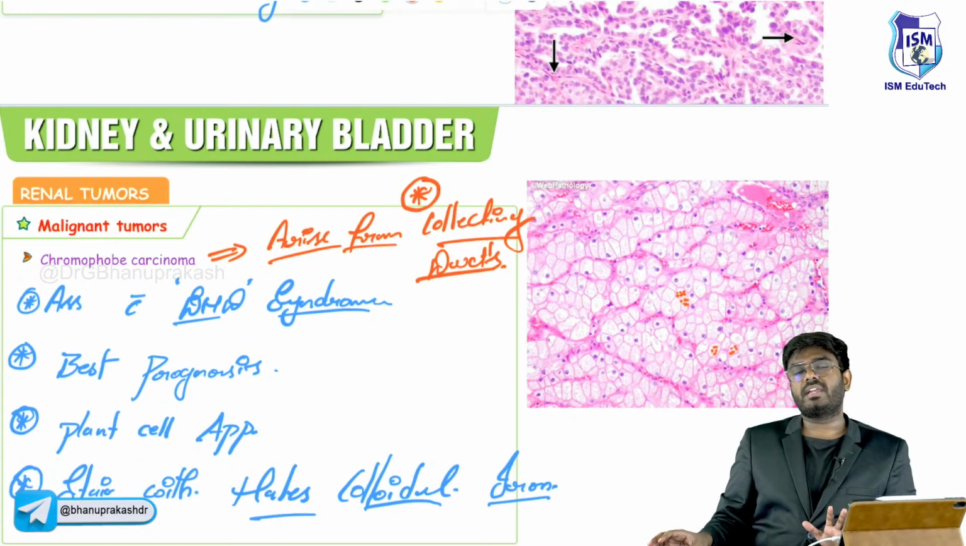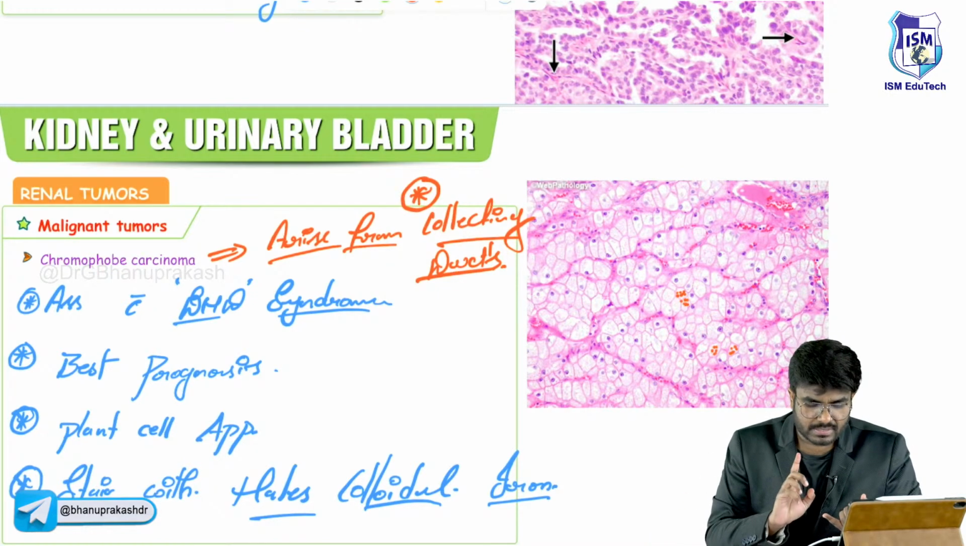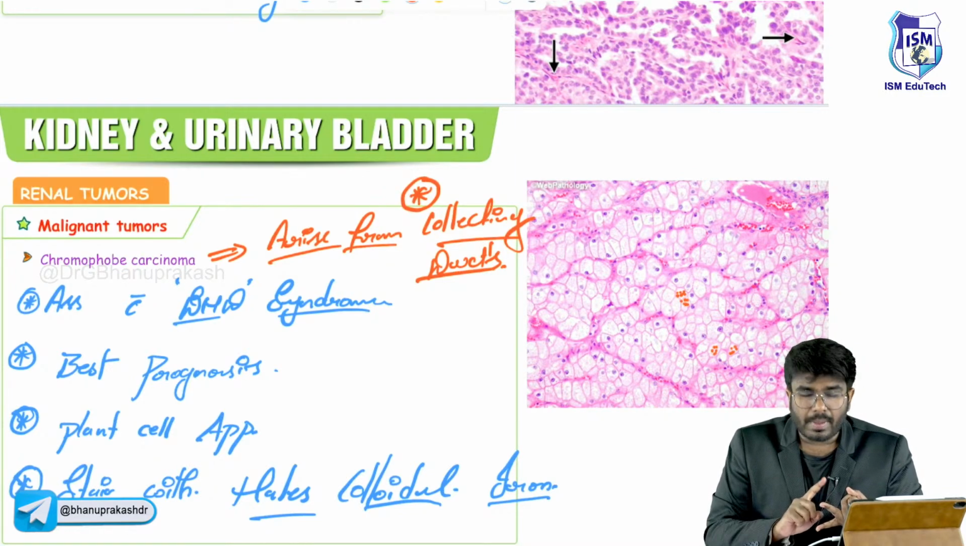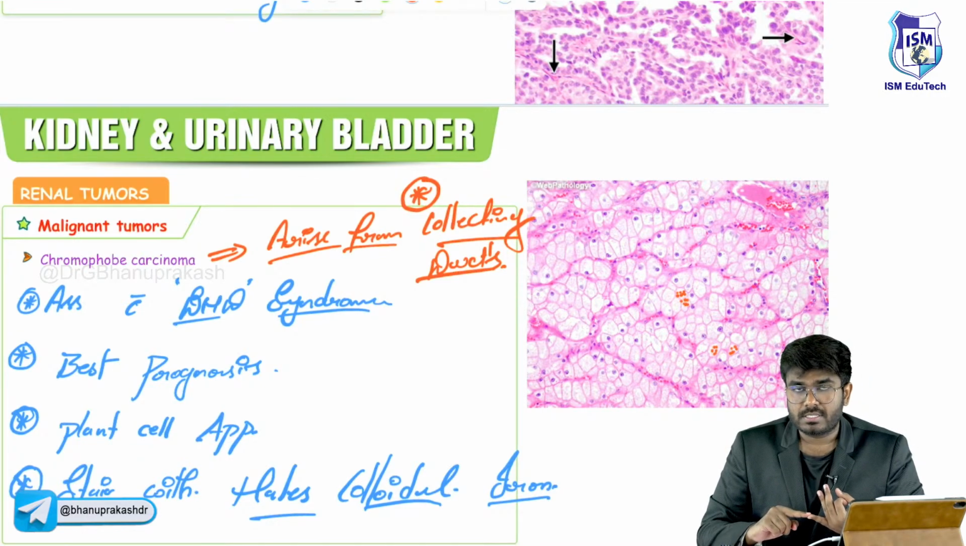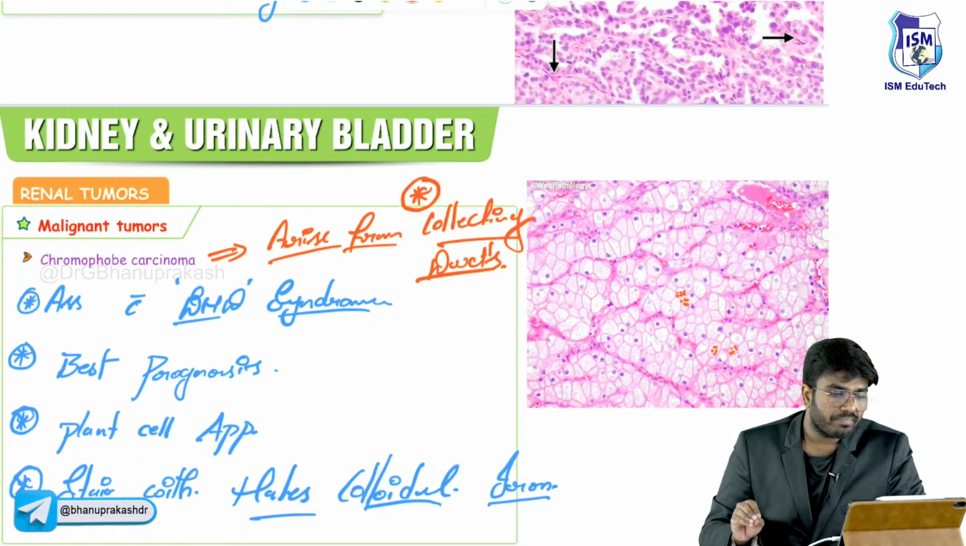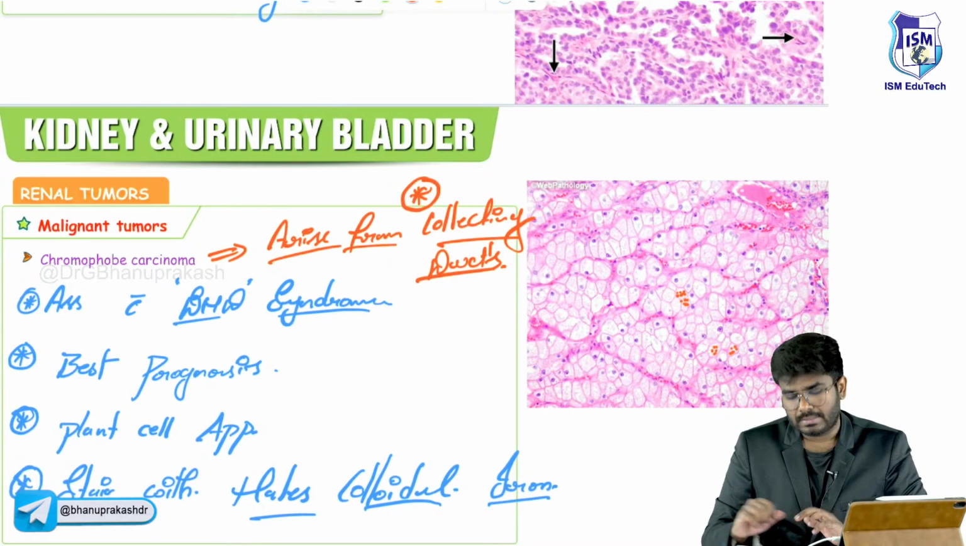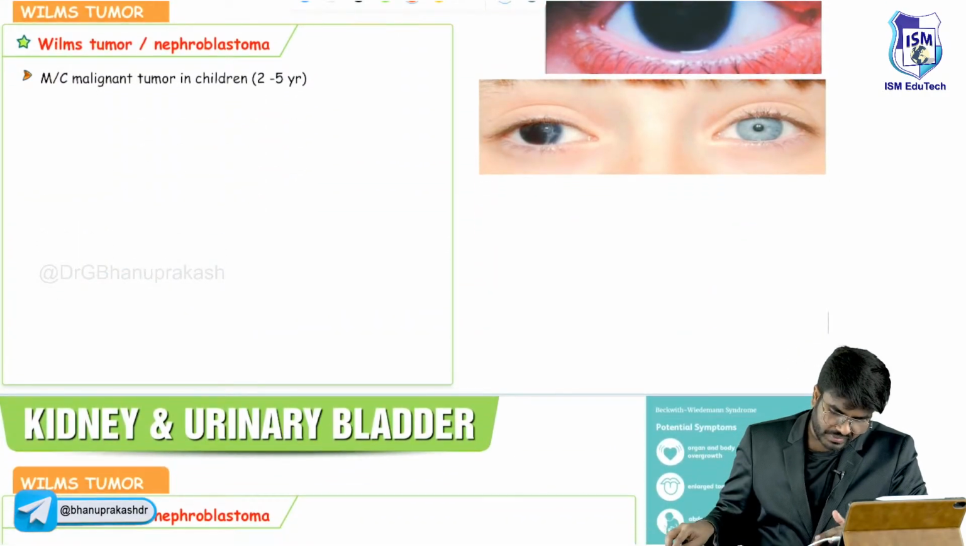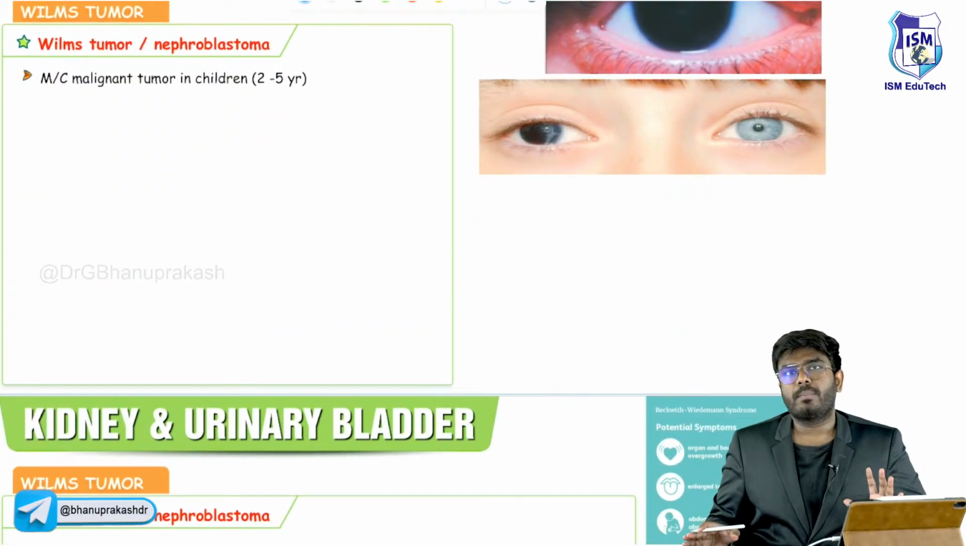So with this, the chromophobe variant is also completed. The three important things: clear cell carcinoma, papillary carcinoma, as well as the chromophobe variant. Chromophobe variant: collecting ducts, plant cell like, positive with Hale's colloidal iron. It's going to show the best prognosis, associated with Birt-Hogg-Dubé syndrome. Done. Now, the last thing which I want you to know here is the next type of malignant cancer.